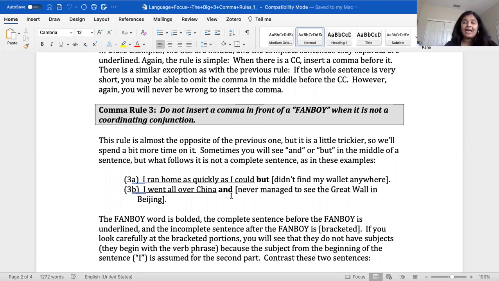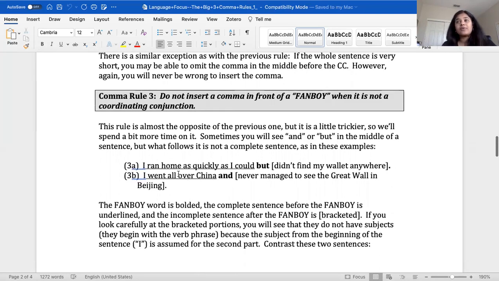Sometimes you will see "and" or "but" in the middle of a sentence, but what follows it is not a complete sentence. If what follows the coordinating conjunction is not a complete sentence, then you omit the comma. You do not put the comma in. So here are some examples. I ran home as quickly as I could but didn't find my wallet anywhere. You do not put a comma here. I went all over China and never managed to see the Great Wall in Beijing.